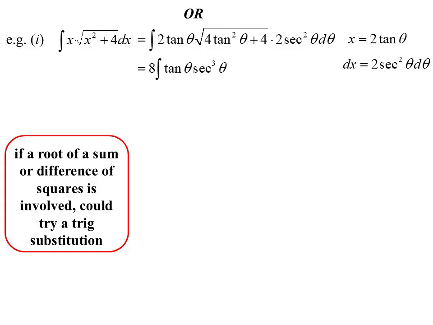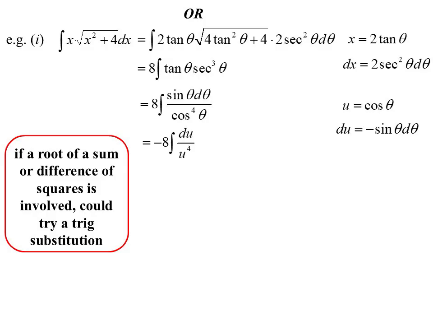I now have tan theta sec cubed. Not sure how to handle it. I'll change everything into sines and cosines. I end up with sine theta on cos to the power of 4. It is in the form of derivative on function. But if I didn't see that, I could do another substitution. So, well, let u equal cos theta. du is minus sine theta d theta. Substitute in for that, and eventually we get it down to a nice simple integration.